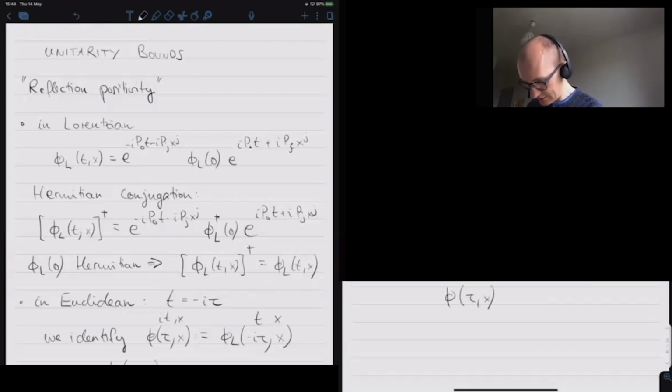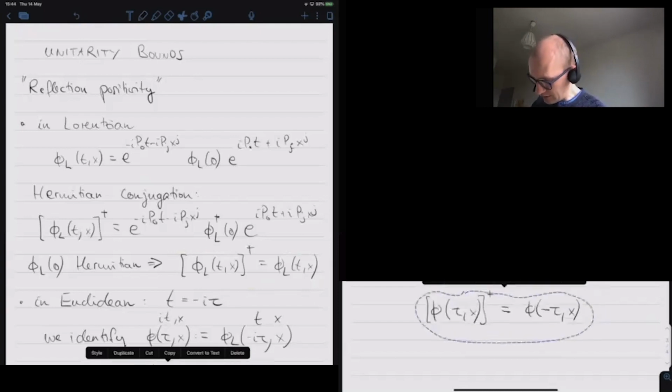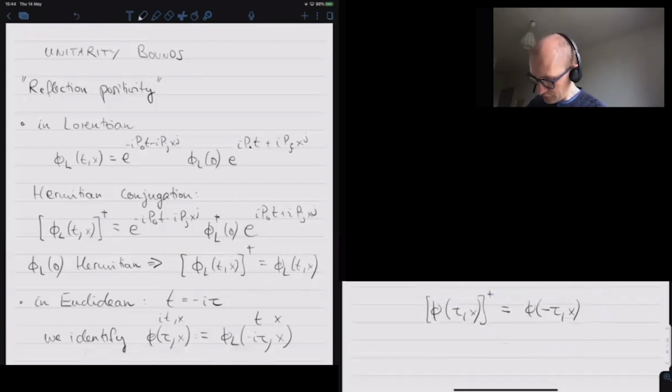And so this same relationship must now be written as phi of tau, x dagger is now equal to phi of minus tau, x. So the conjugation in Euclidean space involves a reflection in the time direction. This is why I have a reflection in here. This is very important, and we will follow that lead.